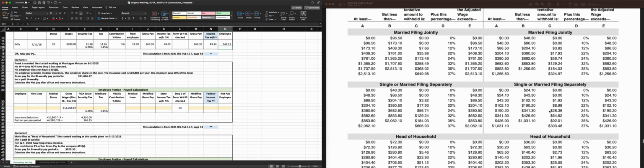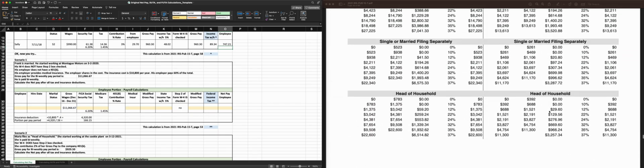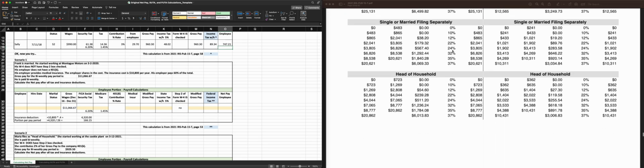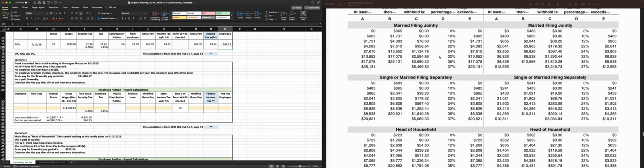So now we're going to move up to page 53, which is a slightly different manual: Payroll Systems and Percentage Method Tables. But pay attention to those, like I said. Frank is married. He started working, so we're going to have, say, Frank, hire date, he started 3/2/2020. Marital status is married.